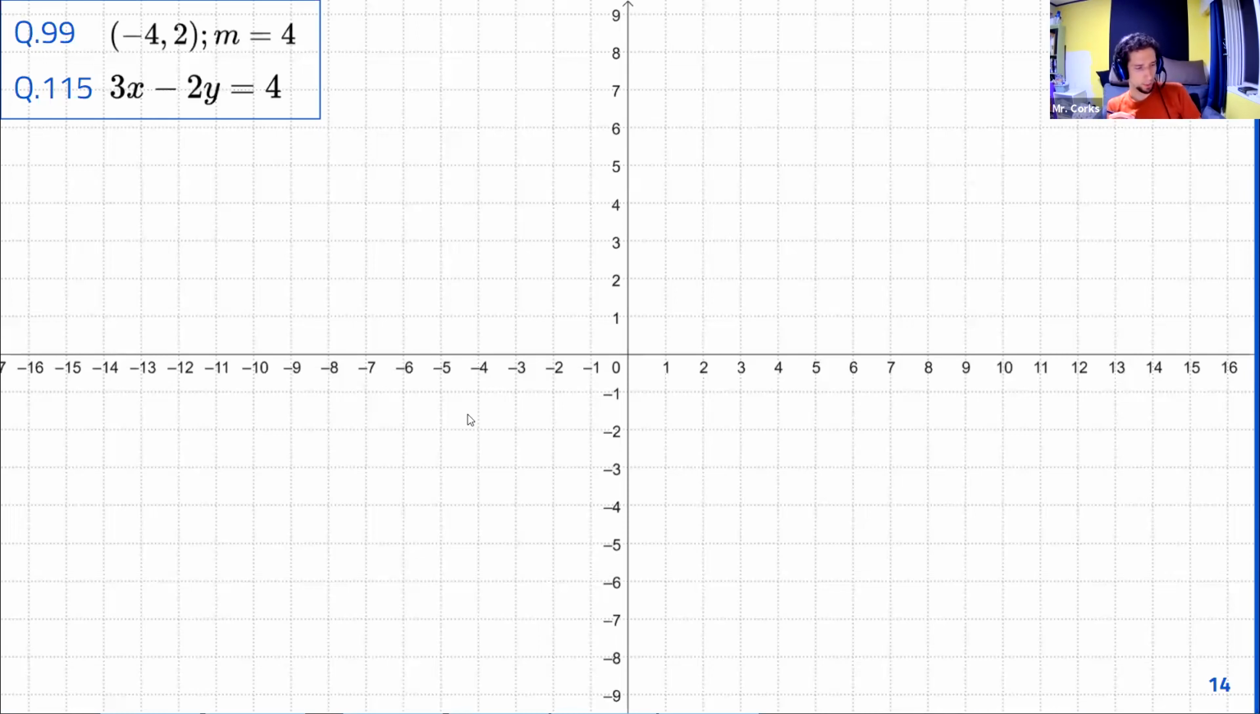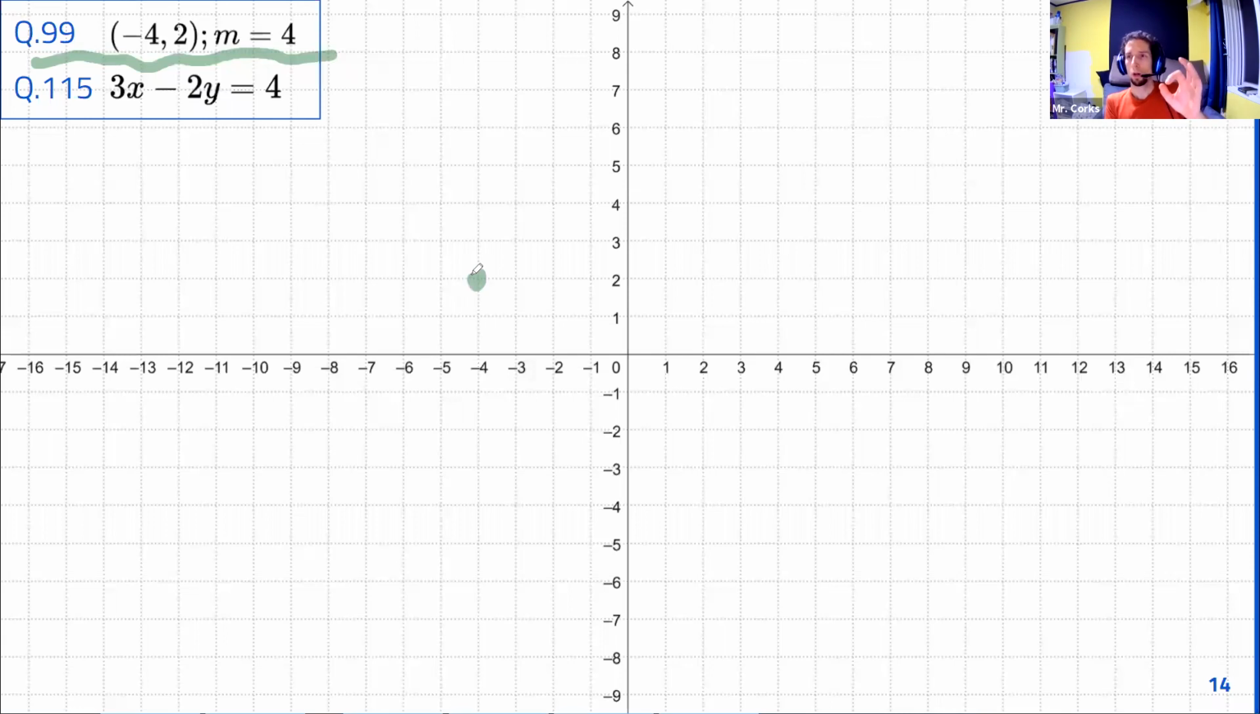Okay, that's been 2 minutes. Let's see what we can do. For the first one, number 99, what do you think is the easiest strategy to graph this? Just start from point negative 4, 2. Then draw another point using the slope 4, rise by 4, run by 1.